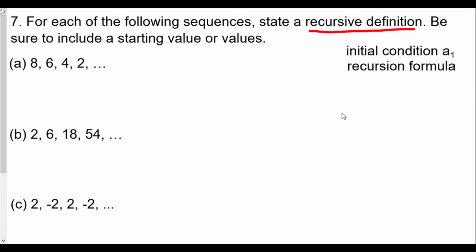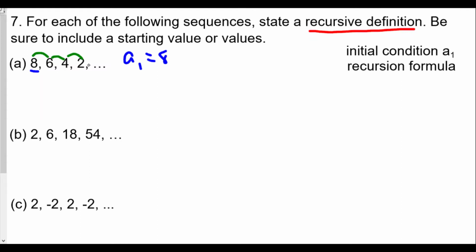So let's take a look here. For question A, we see our first term, which will be our initial condition, is 8. So we say in this case, A1 equals 8. That's our initial condition. Now, what we want to do is see what do we do to the first term to get the second term? And is it the same rule we used to get from the second to the third, and the same rule going from the third to the fourth? It looks like we're taking away 2 from 8 to get 6, take away 2 from 6 to get 4, take away 2 from 4 to get 2, and so on and so forth.